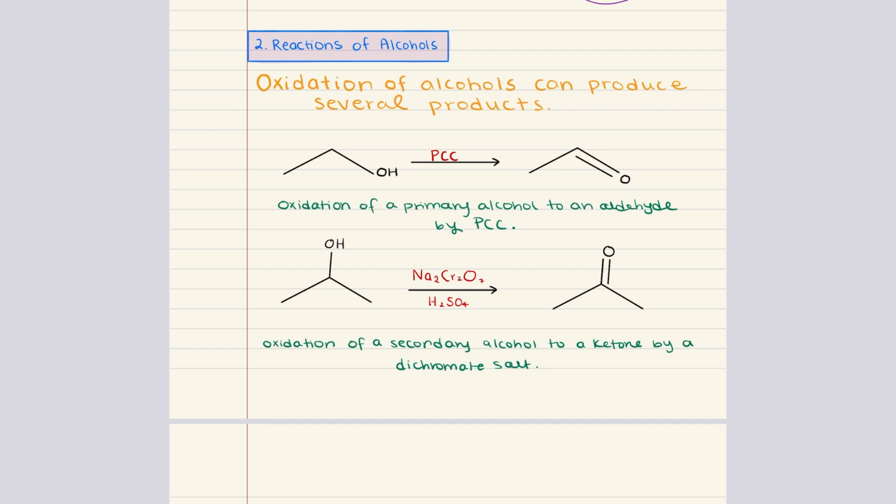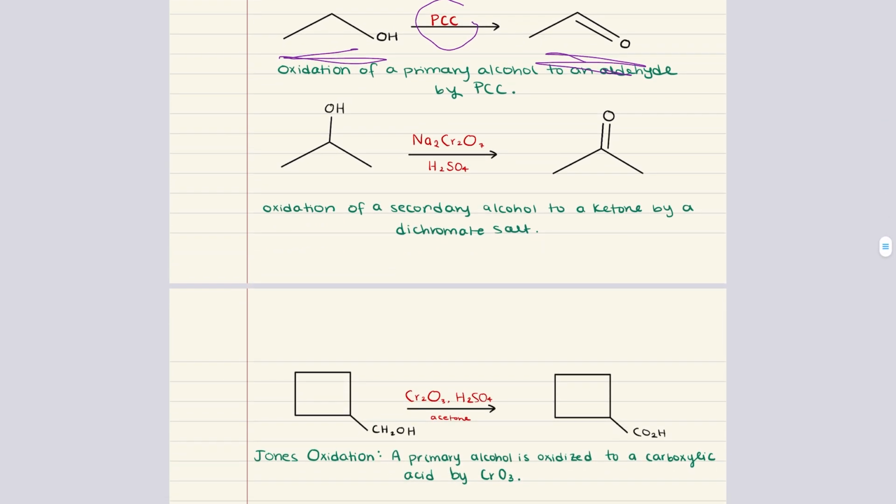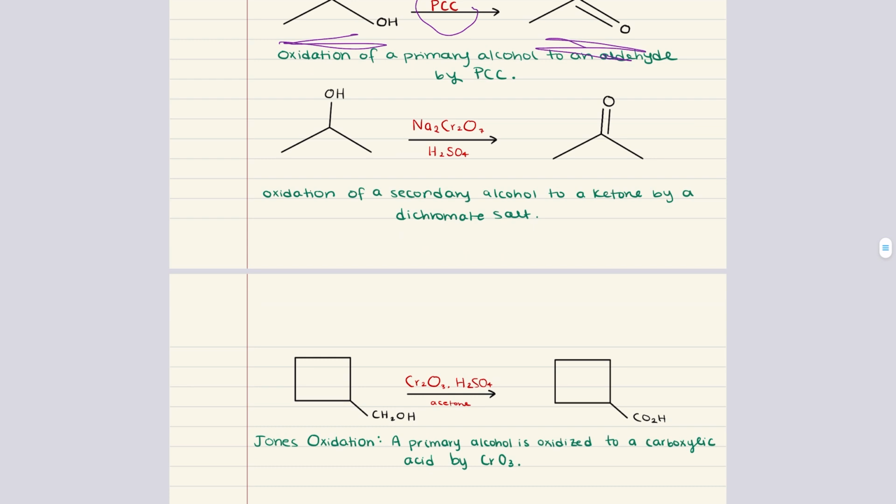Alcohols are versatile functional groups that participate in a variety of chemical reactions. One significant transformation of alcohols is oxidation, which can produce a range of different products depending on the structure of the alcohol and the choice of oxidizing agent. Primary alcohols can be oxidized to aldehydes when treated with PCC. This is a reagent that selectively stops oxidation at the aldehyde stage.